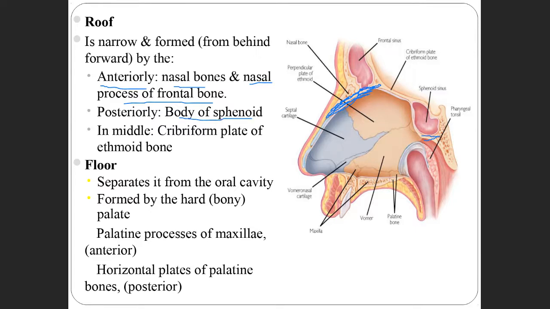Okay, and then in the middle, in between this, you have the ethmoid bone. So which part of the ethmoid bone? That is the cribriform plate here, this one. Next, the floor. Just remember, the floor is made up of what?